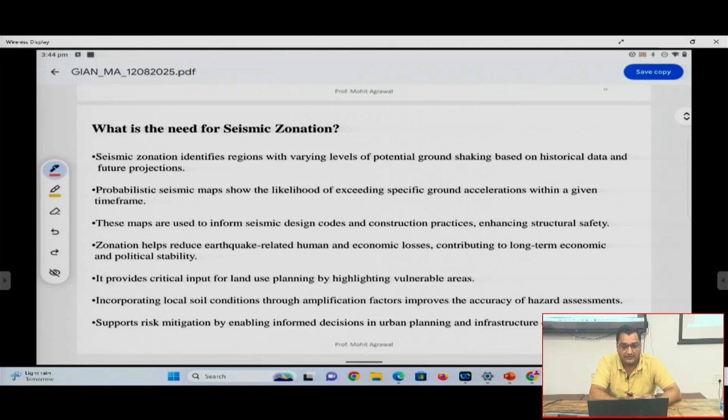So these maps are used to inform seismic design codes and construction practices, enhancing structural safety. Zonation helps reduce earthquake-related human and economic losses, contributing to long-term economic and political stability. It also provides critical input for land use planning by highlighting vulnerable areas, and incorporating local soil conditions through amplification factors improves the accuracy of hazard assessment. Okay, so all this information is needed for all these purposes.